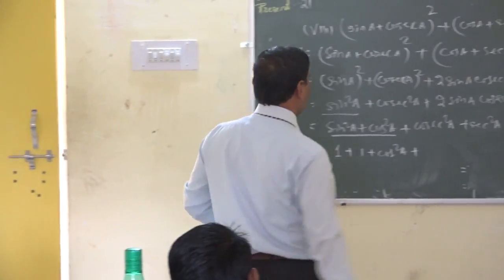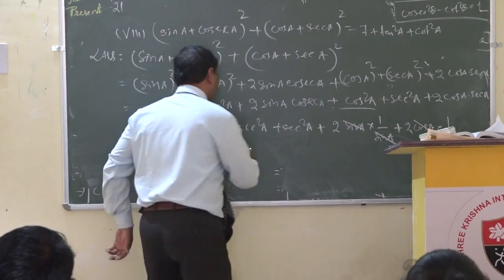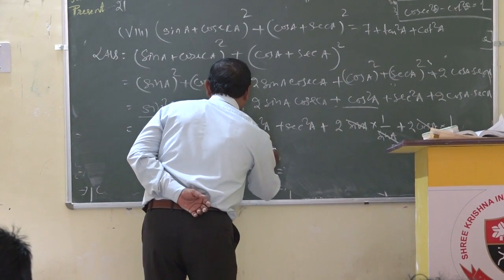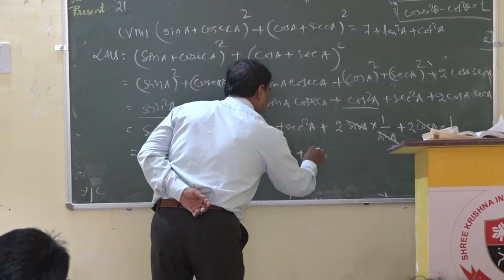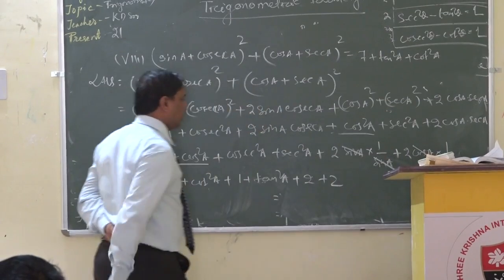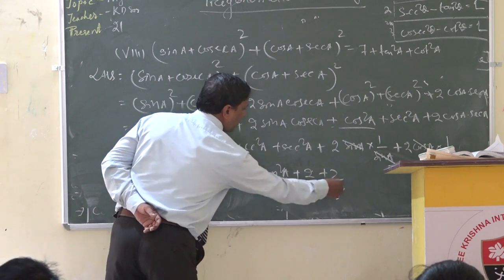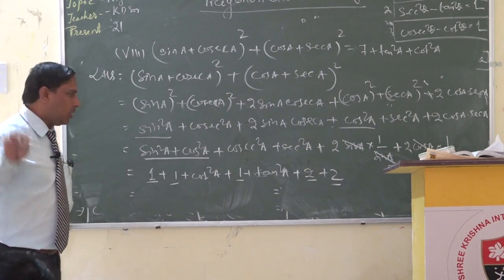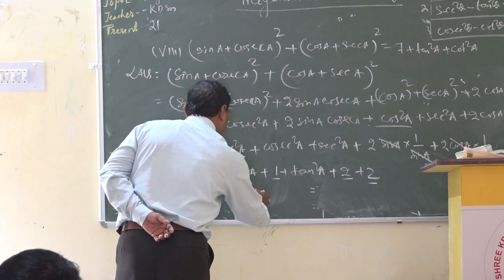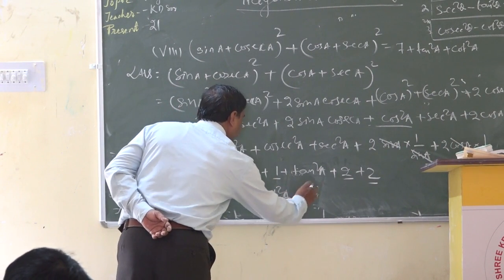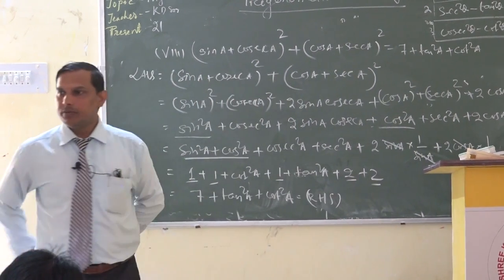Put that formula here. The same application, same identities I am applying here to get the solution. So here we get 1 plus what? Tan square A. Then plus 2. Clear? Next, 1 plus 1 plus 1 plus 2 plus 2. How much is it? 7 you got. So it is 7 plus tan square A plus cot square A, which is equal to your RHS or not? We get it now, hence proved.